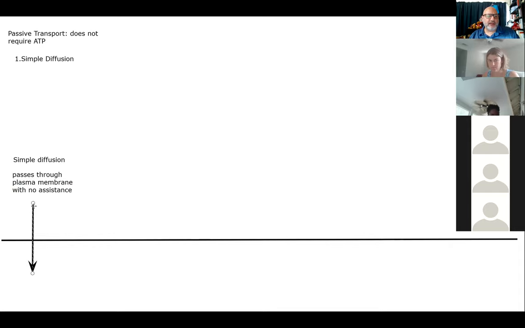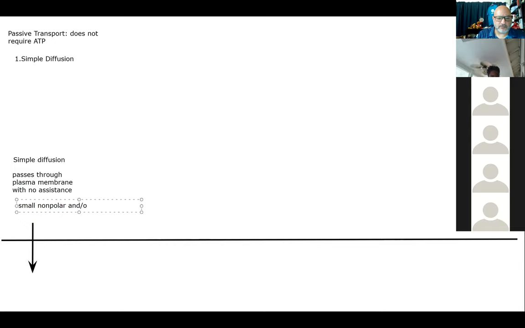And remind me again, what types of things can move through simple diffusion? Nonpolar, small size. Sorry, they're small, nonpolar, or molecule. Small, nonpolar, or what else? Lipid based. Lipid, yeah. Excellent.